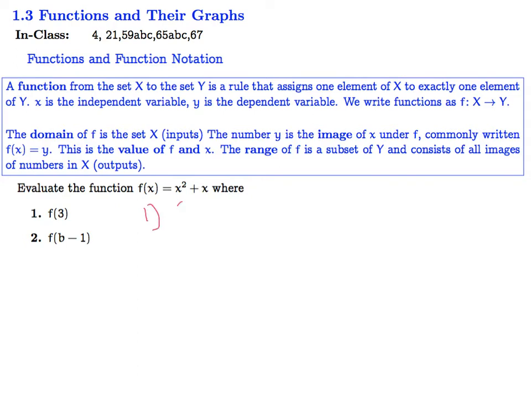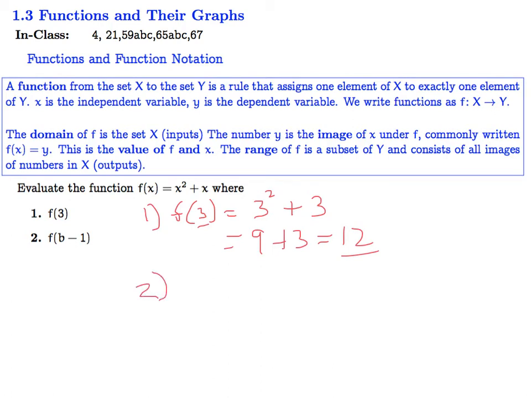Now these aren't so bad. What this f of 3 means is I simply need to go down, and everywhere where I had an x, I replace it with a 3. So the first x squared becomes 3 squared, and the last x becomes 3, and then I'm off to the easy world of arithmetic. 9 plus 3 equals 12. So 3 was our input, 12 is our output, not a bad function.